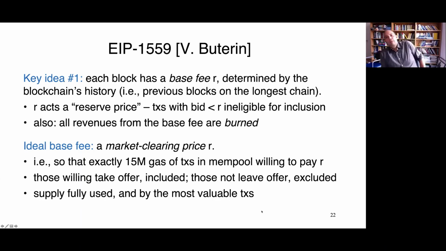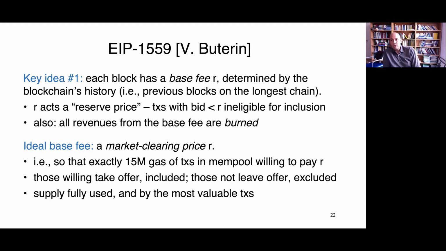All right, so good. So this is going to be this reserve price. We're going to burn the revenues. What is that reserve price going to be set to? I said it's going to be informed by what happened in the past, but how exactly? Well, in a perfect world, you would love a market clearing price. Remember the block size in Ethereum is 15 million gas. Gas is a measure of the computational and storage cost of a transaction, and there's a budget of 15 million gas per block. So the ideal reserve price would be a market clearing price, where exactly 15 million worth of gas of transactions is willing to pay it, nothing more, nothing less.